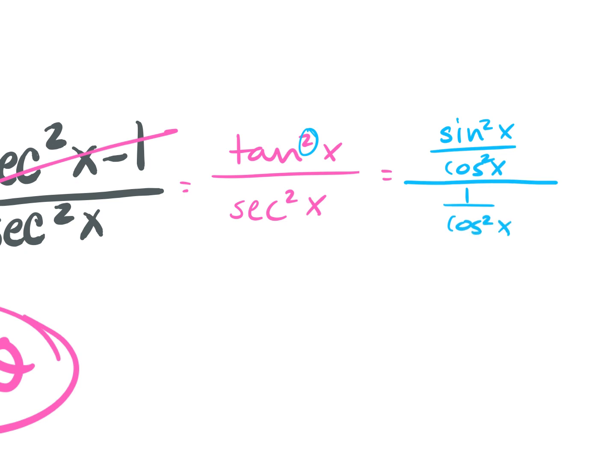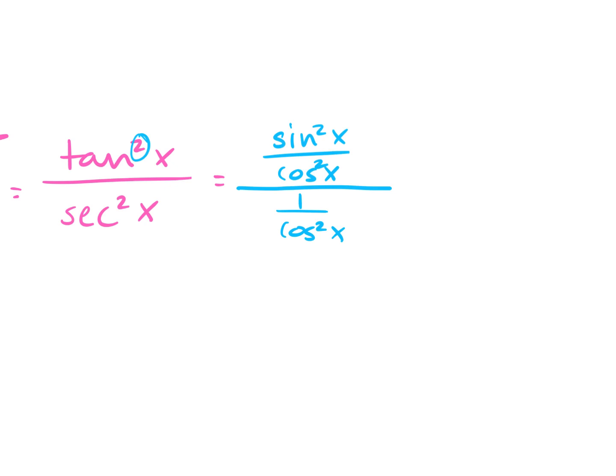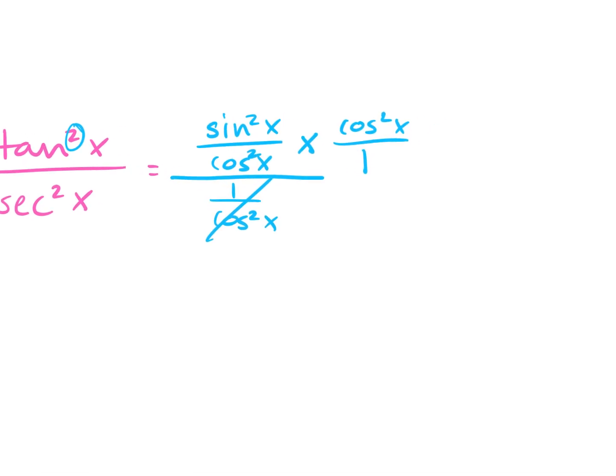What do we do when we have a fraction and a fraction? Keep, change, flip. Change to multiplication, flip the bottom, so we get cosine squared over 1. What can we do next? Cosines cancel. Since we're multiplying a cosine squared on the top and on the bottom, they cancel. So we're just left with sine squared. And that would be our answer.